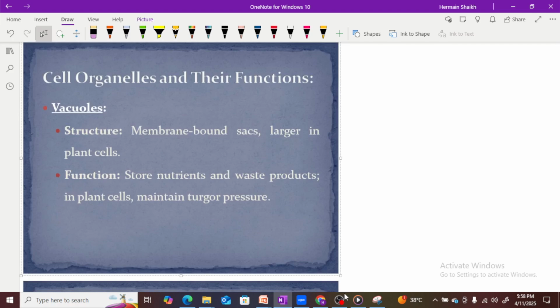Cell organelles and their function. Another is the vacuole. Vacuole structure comprises membrane-bound sacs, larger in plant cells, smaller in animal cells. Its function is to store nutrients and waste products. In plant cells, it maintains turgor pressure, the water pressure maintained by the vacuoles.